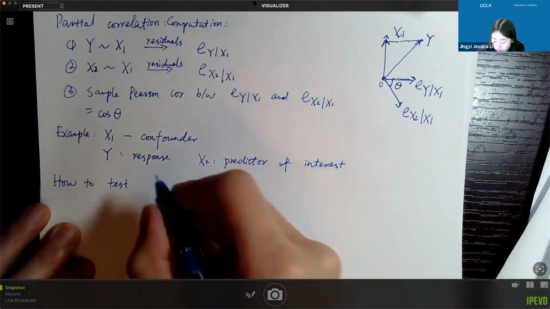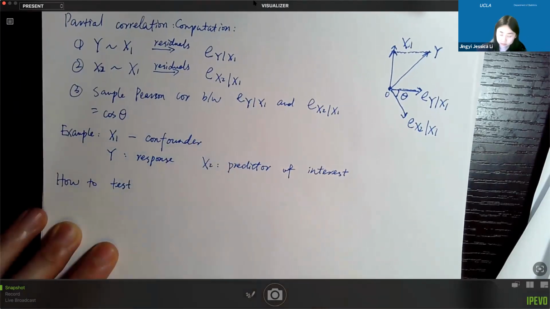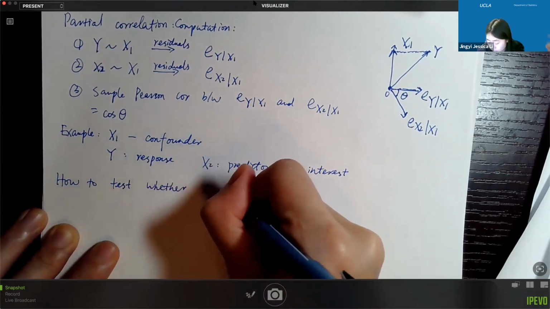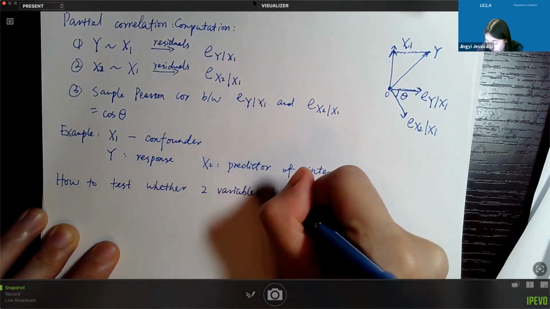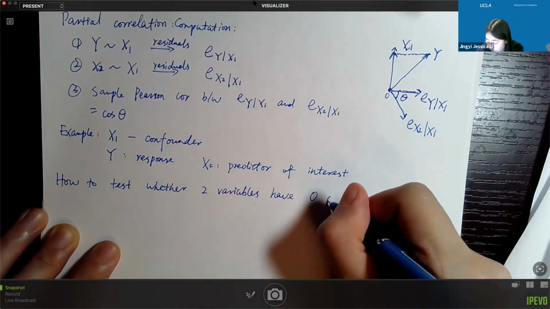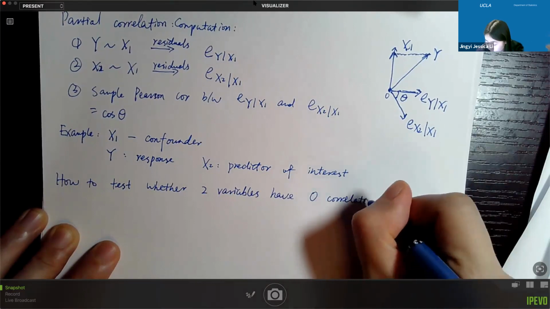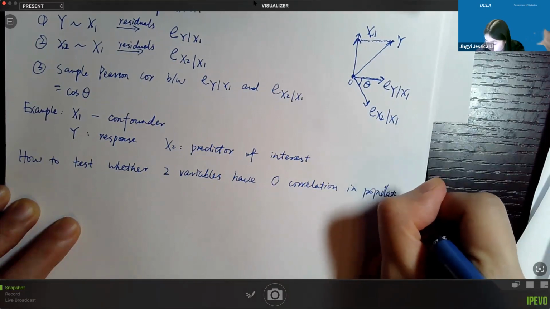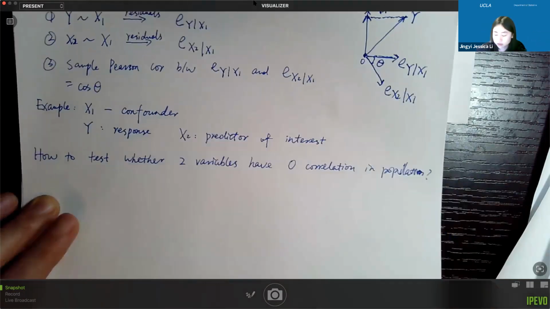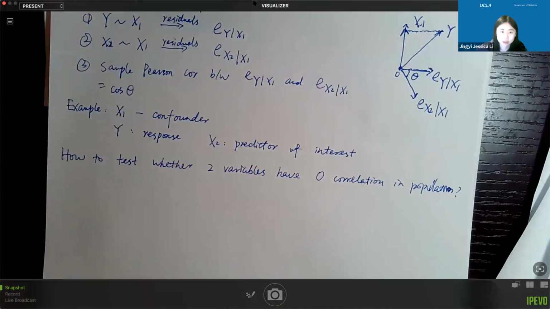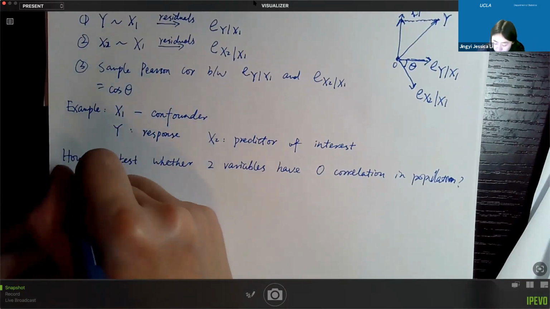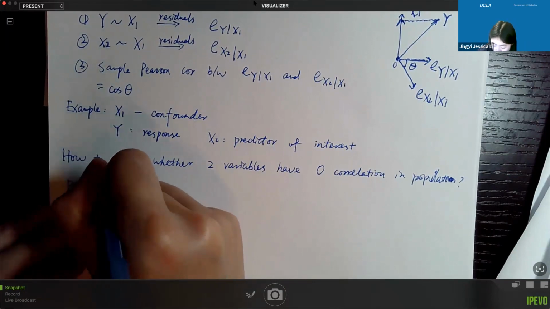How to test whether two variables have zero correlation in the population? This is what we mean by statistical inference. You want to infer a population quantity. So for this example, let me give you the definition of population correlation and sample correlation.